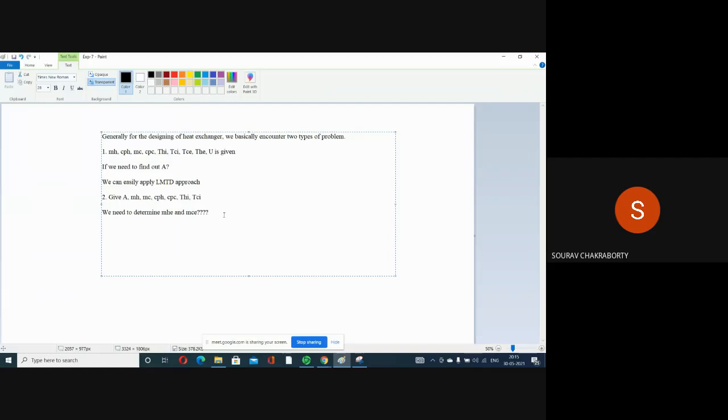For this case, the LMTD approach cannot be applied. So due to this reason, for a condition like case 2, we need to implement or apply the effectiveness formula of heat exchangers.